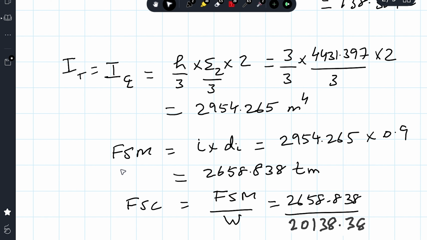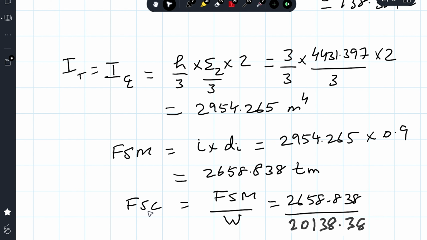Free surface moment is the moment of inertia of the tank about the center line multiplied by the density of the liquid. So it's 2954.265, and the density of the liquid is 0.9 tons per cubic meter. I get FSM as 2658.838 ton meter.